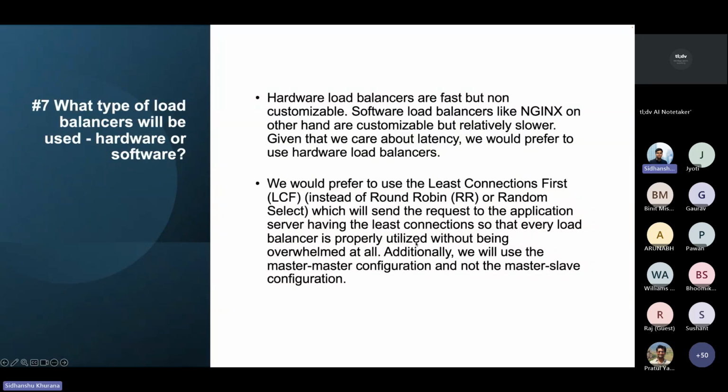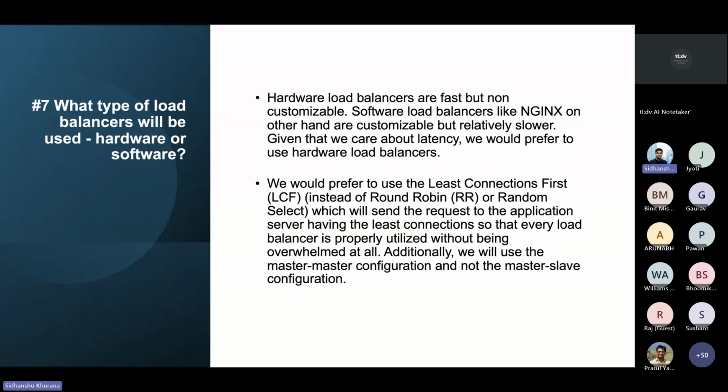Okay, very simple. What kind of load balancer? What kind of logic within the load balancer? We can use hardware load balancers. Generally, hardware load balancers are faster and not customizable. Software load balancers, on the other hand, are more customizable because they are software based, but relatively they are slower than hardware. Given that we care about latency, we'll prefer hardware load balancers, and we typically don't need any customization.